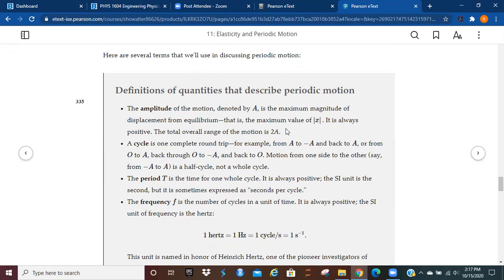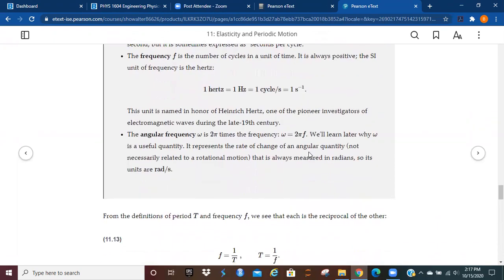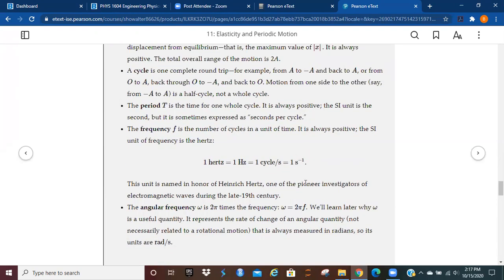A cycle is going to be one complete round trip. In other words, from A to minus A and then back to A. Another way to look at it is from A to 0, then to minus A, then back to 0, and then back to A. The period is going to be the time for one entire cycle. It's always going to be positive. The SI unit is the second, but sometimes it is seconds per cycle. The frequency is the number of cycles in a unit time, and it's always going to be positive. The SI unit is going to be the hertz, or cycles per second. It's going to be the reciprocal of this.